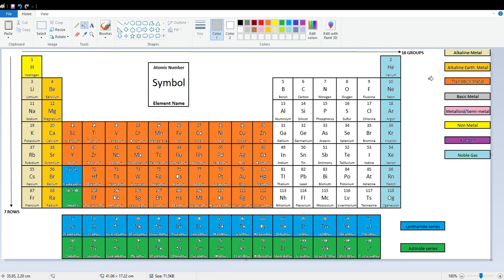Moving on, the next group of elements are the basic metal elements. Basic metal elements consist of aluminium, gallium, indium, tin, thallium, lead, nihonium, flerovium, bismuth, moscovium, and livermorium.